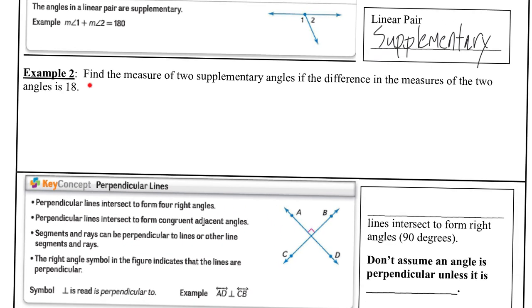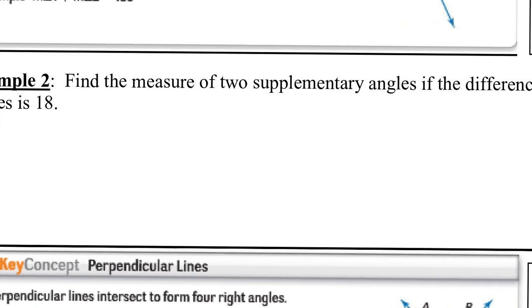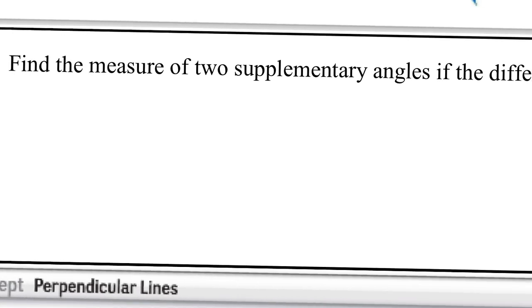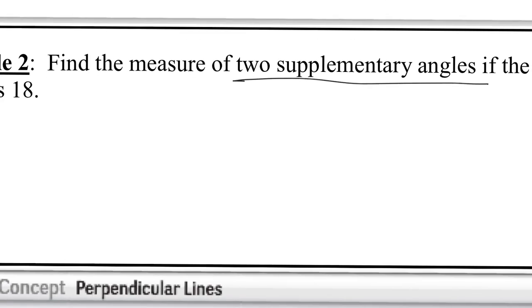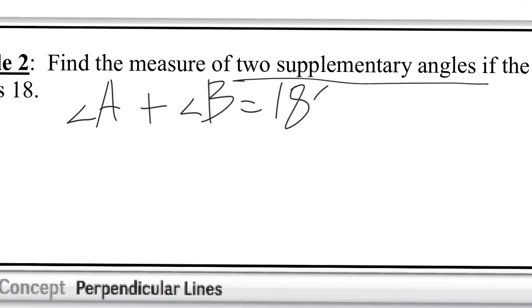Example 2, it says find the measure of two supplementary angles if the difference in the measures of the two angles is 18. So this is a word problem here, and we're actually going to have to create some equations to solve this. It says two supplementary angles, and what you know about two supplementary angles is that they're going to add up to 180 degrees. So I don't know what my angles are yet. So I'm going to call the first one angle A and the second one angle B. And I'm going to add those two together and equal that to 180 degrees.